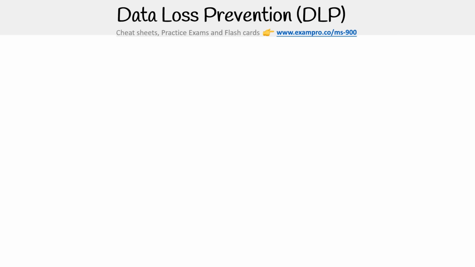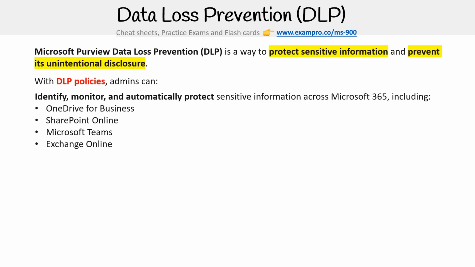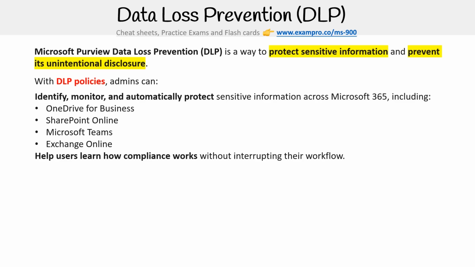Hey, this is Andrew Brown from ExamPro, and we're taking a look at data loss prevention. So, organizations need to prevent data loss by detecting risky behavior and preventing the improper sharing of sensitive information. Microsoft Purview Data Loss Prevention, so DLP, is a way to protect sensitive information and prevent its unintentional disclosure. With DLP policies, admins can identify, monitor, and automatically protect sensitive information across Microsoft 365, including OneDrive for Business, SharePoint Online, Microsoft Teams, and Exchange Online, and help users learn how compliance works without interrupting their workflow.